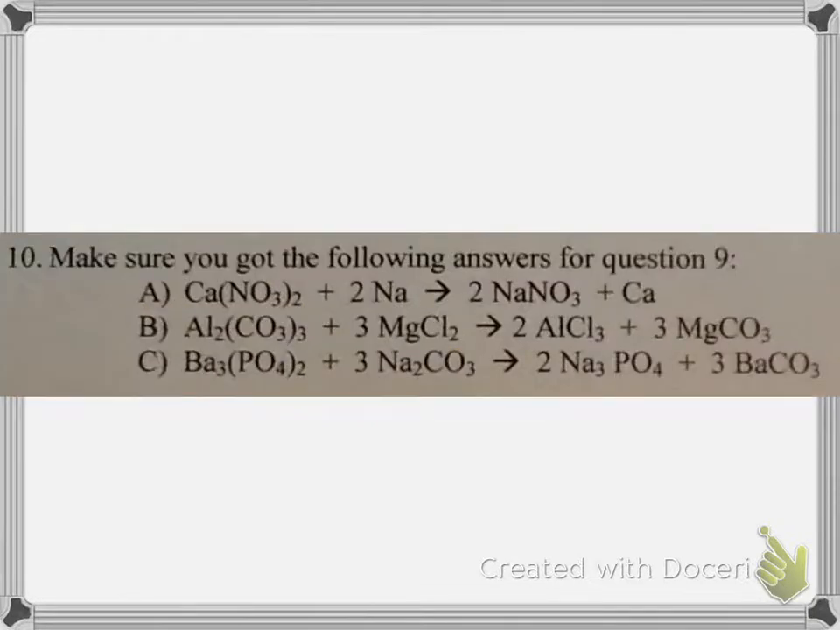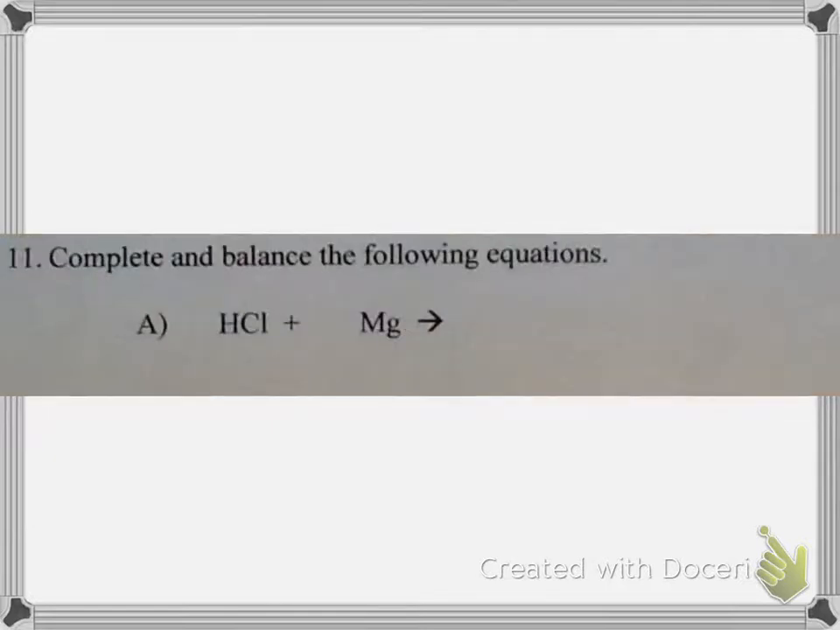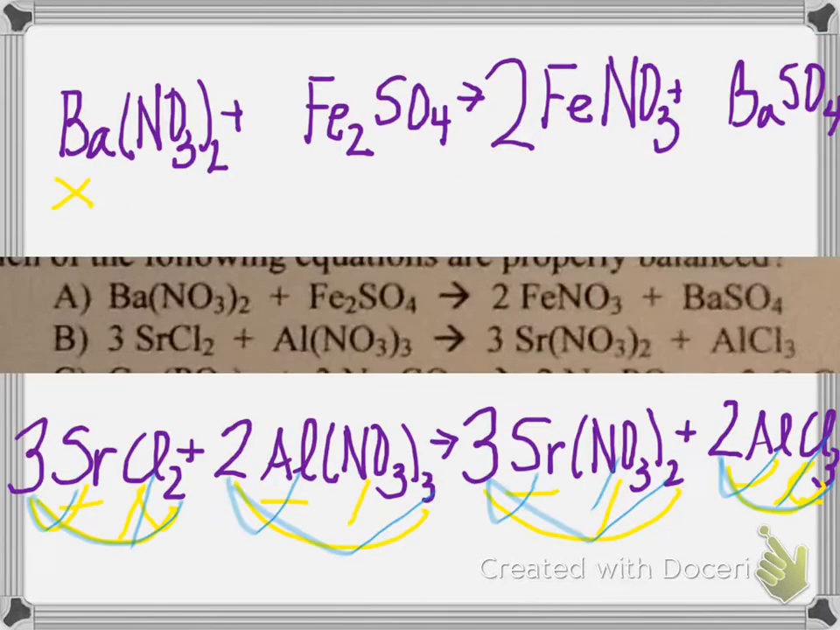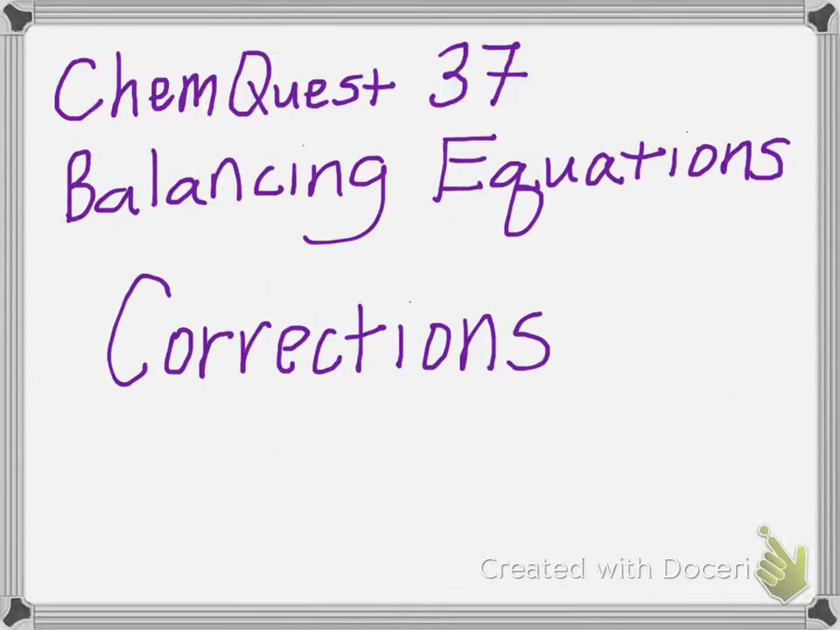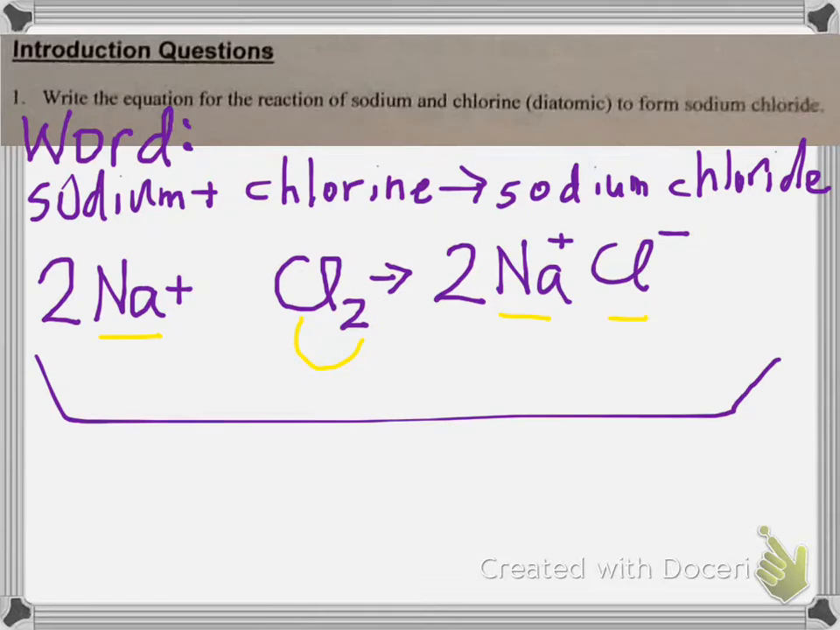Question number 10 says just make sure you got the following answers for question 9, which we did. Question number 11, complete and balance the following equations. So now the difference is, right, that they didn't tell us the type of reaction. So just as a means of review, I'm going to go back through this real quick, and we're going to identify these reactions as one of our 5 types every time.